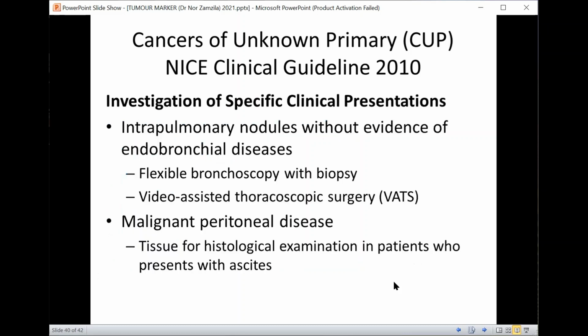And also for those with specific clinical presentation, like those with intrapulmonary nodules of lung cancer, they would suggest flexible bronchoscopy and video-assisted thoracoscopic surgery, and for those with malignant peritoneal disease, they suggest tissue for histological examination. So this is the guideline from NICE. In Malaysia, we do not have a specific guideline on cancers of unknown primary or on the use of tumour markers.